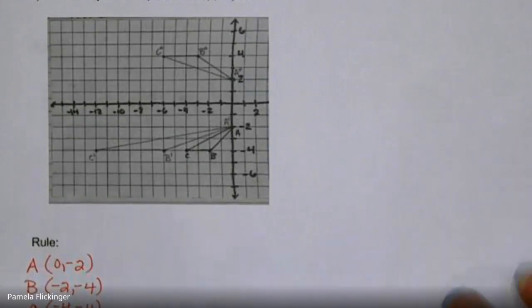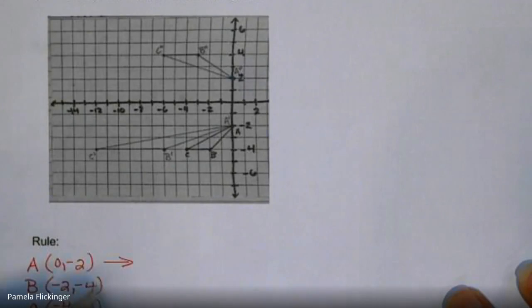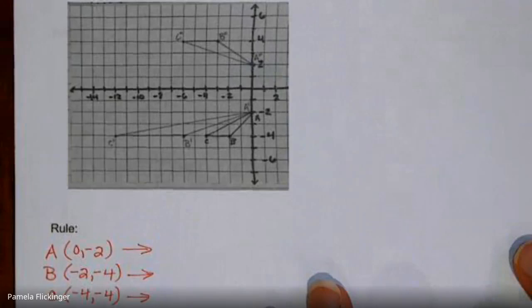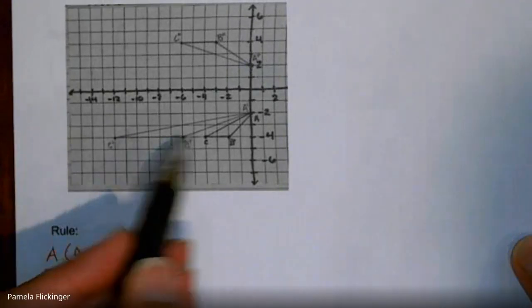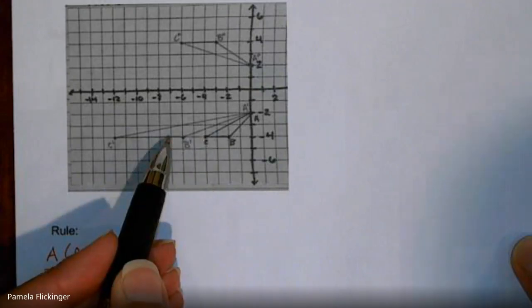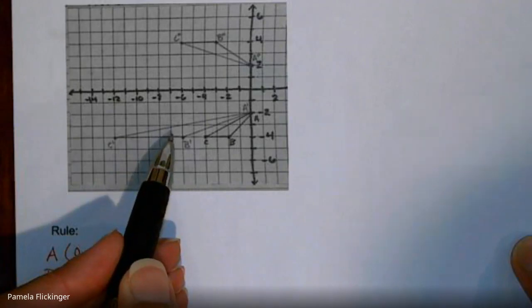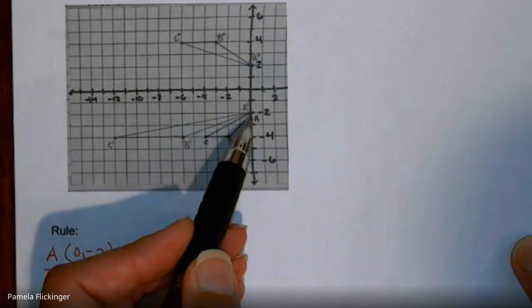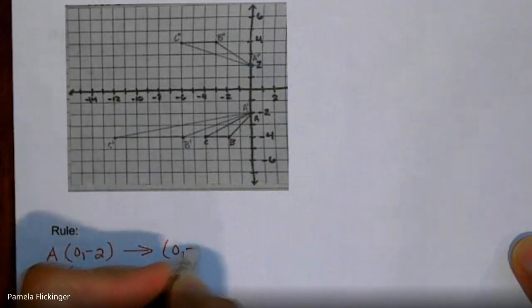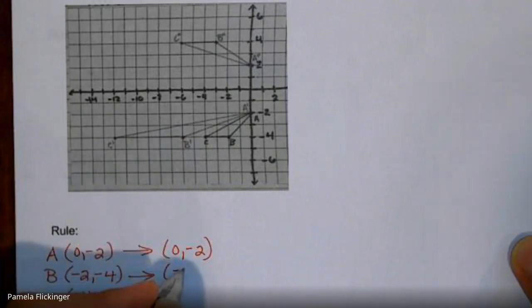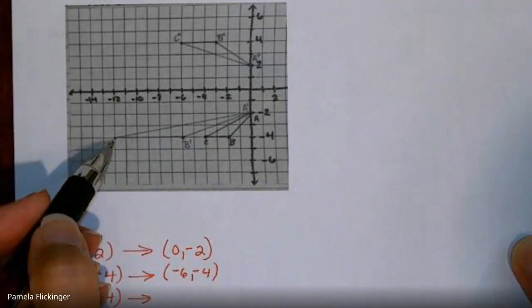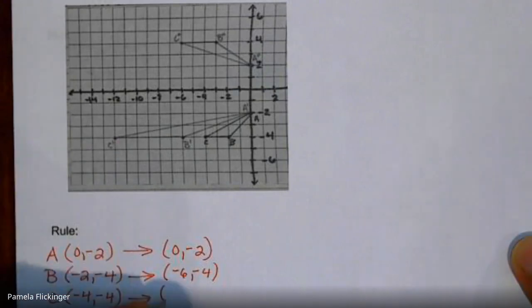All right, so now I'm going to write down my prime coordinates, and then I'm going to try to understand what's happening. All right, so here's my prime. This obviously is not an isometry. So one of my coordinates is getting multiplied by something. A prime is still 0, -2. B prime is now -6, -4. And C prime is now -12, -4.